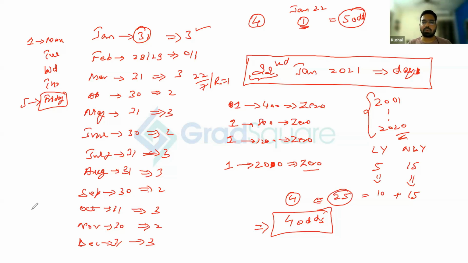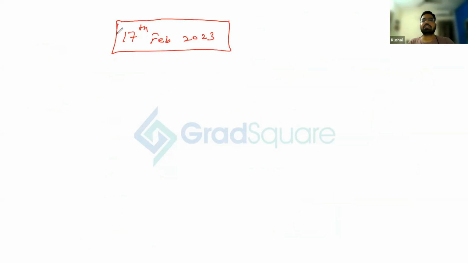None. Okay, let's take one more example. Suppose I take 17th of Feb 2023. Try to calculate the day on this. 17th Feb 2023. Take your time.